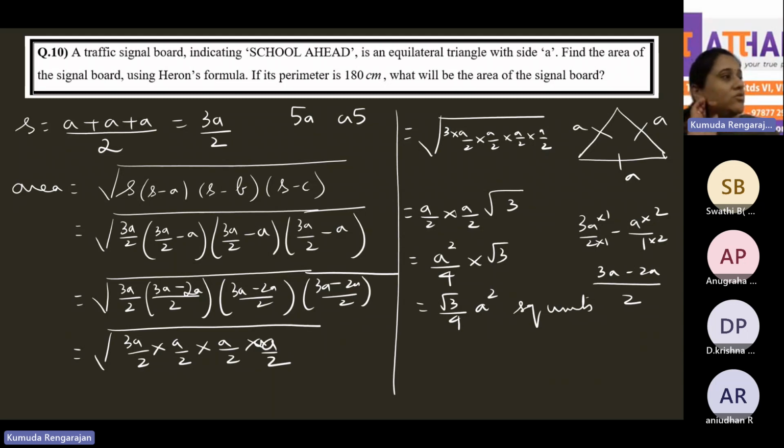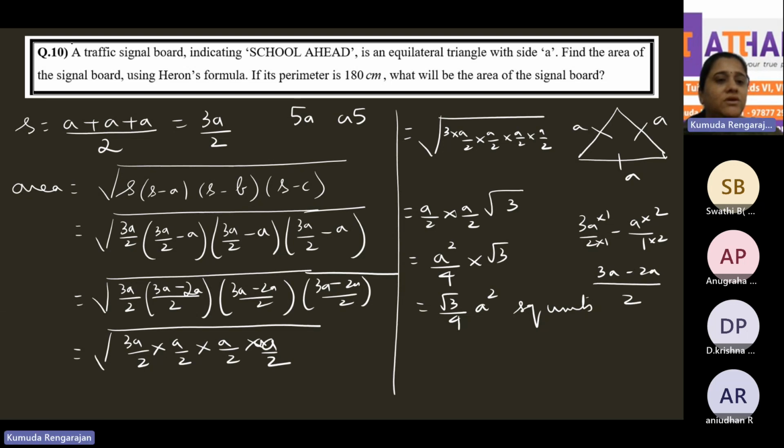Root 3 by 4 into side square is the formula to find the area of an equilateral triangle. That's what we have derived now using Heron's formula. This is the derivation. We have derived the formula to find the area of an equilateral triangle, root 3 by 4 a square. Understood? Now we answered this question.